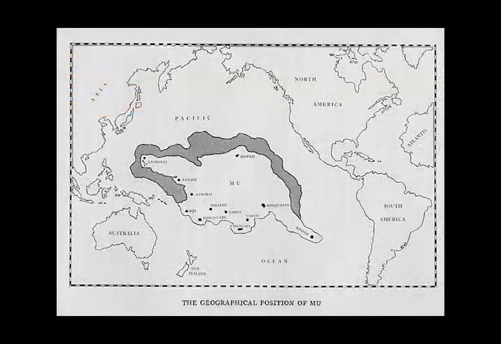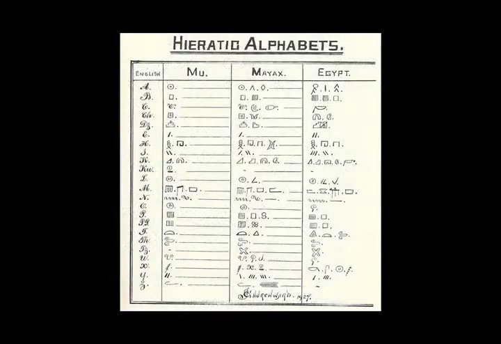Churchward's Mu was created, he wrote, from his translation of tablets he alone saw in India in the 1860s. It covered almost the entire Pacific Ocean and existed for hundreds of thousands of years until it was sunk in a cataclysm 12 to 14,000 years ago.